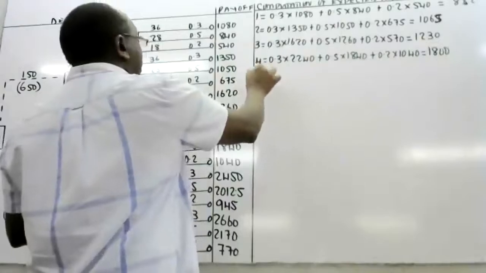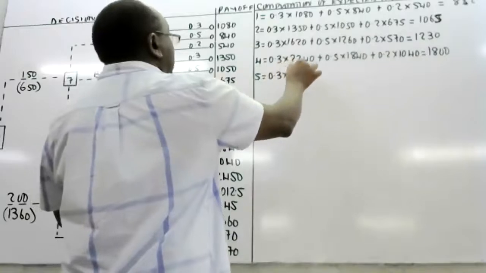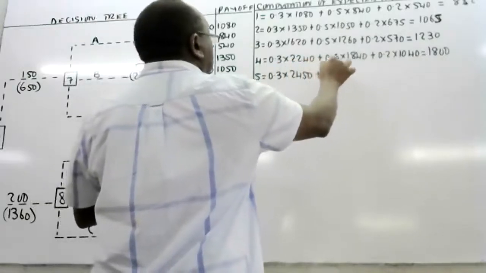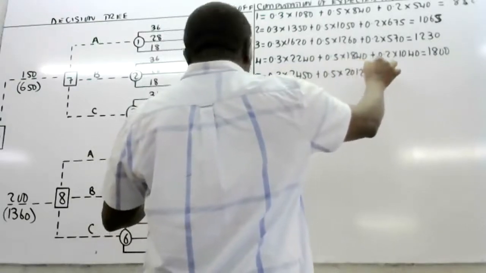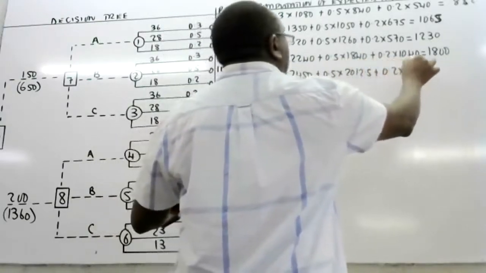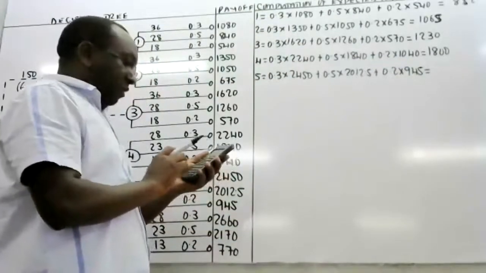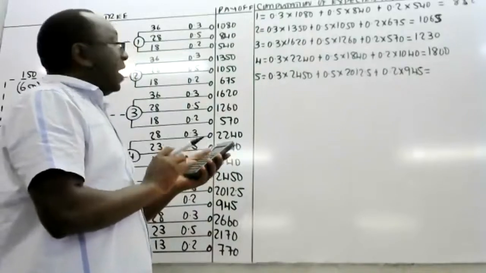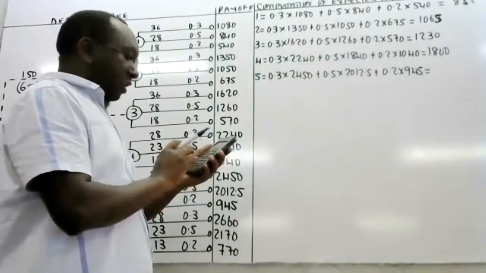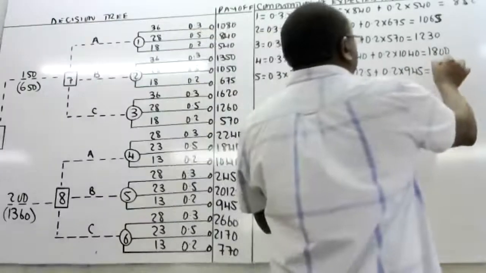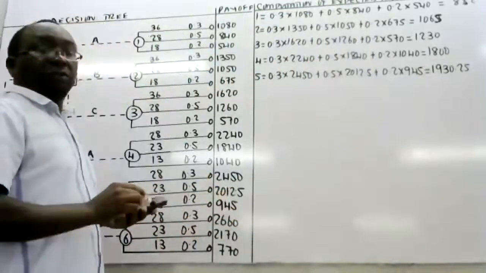Number 5, it is 0.3 times 2450 plus 0.5 times 2012.5 plus 0.2 times 945. That is 0.3 times 2450 plus 0.5 times 2012.5 plus 0.2 times 945 is 1930.25.